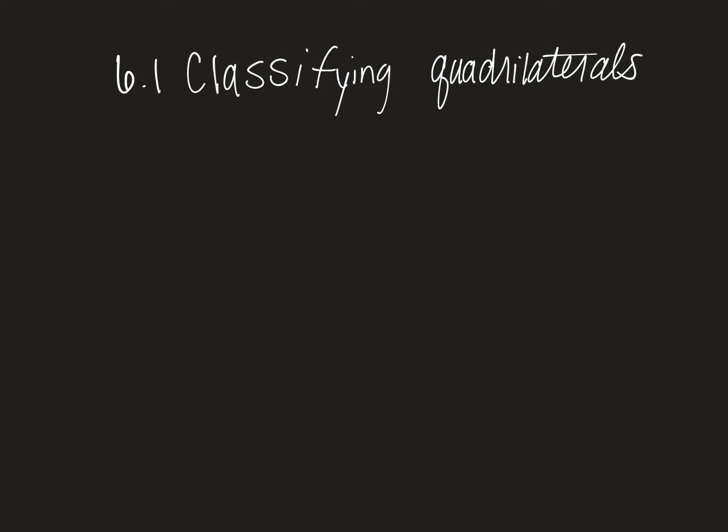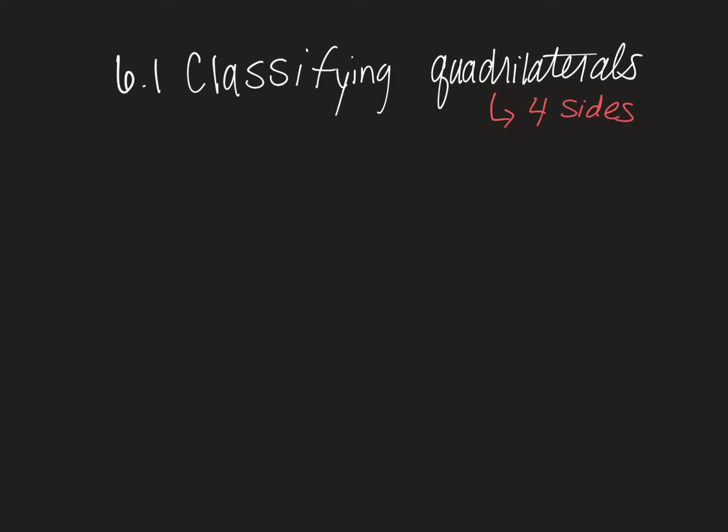All right, so we are going to start chapter 6. In chapter 6, this first section is going to be classifying different types of quadrilaterals. So let's remember that a quadrilateral is a polygon with 4 sides.